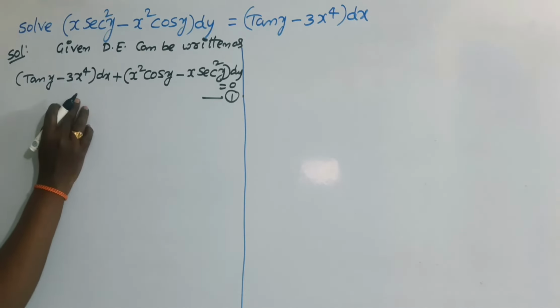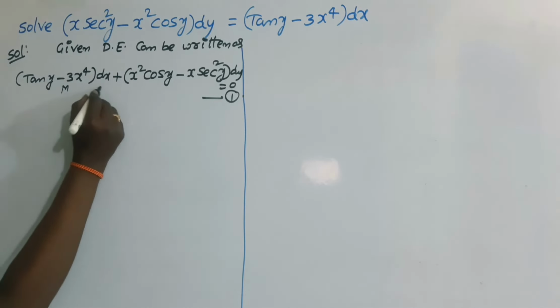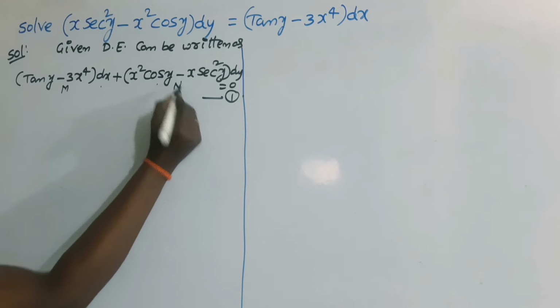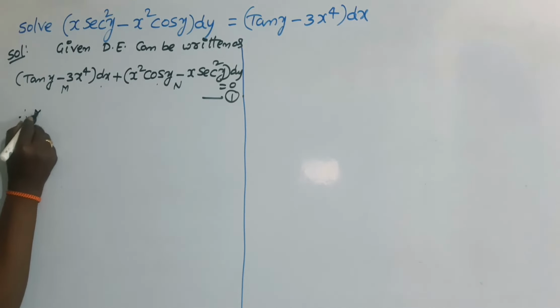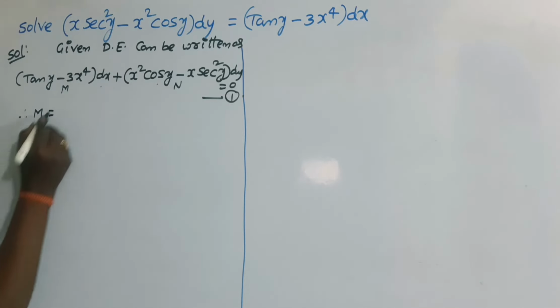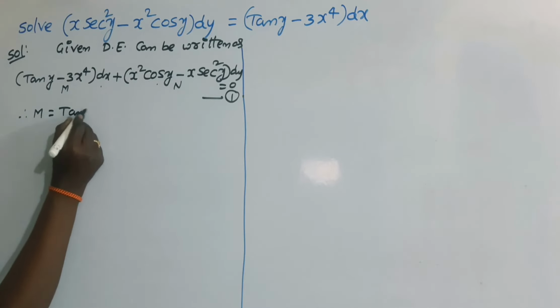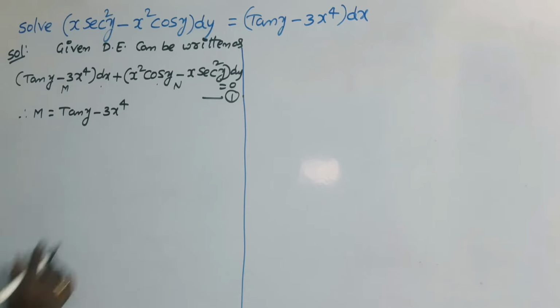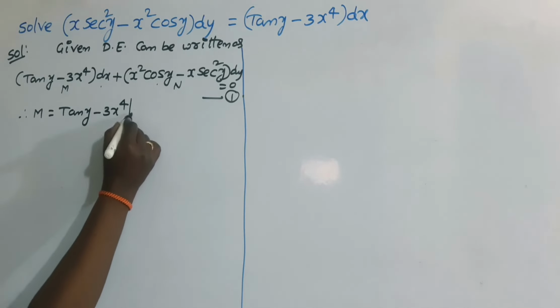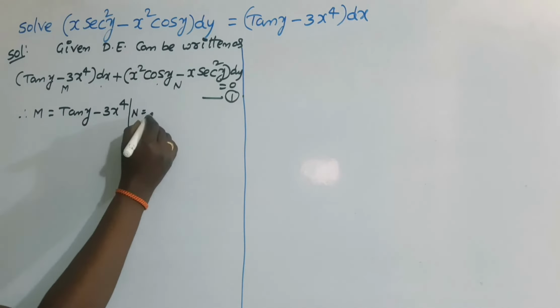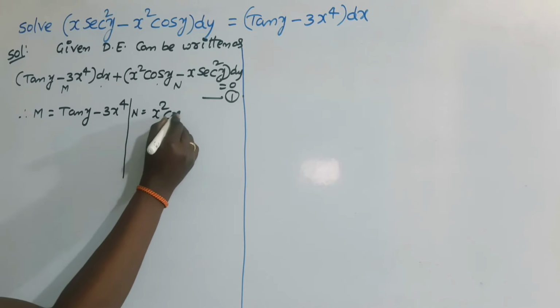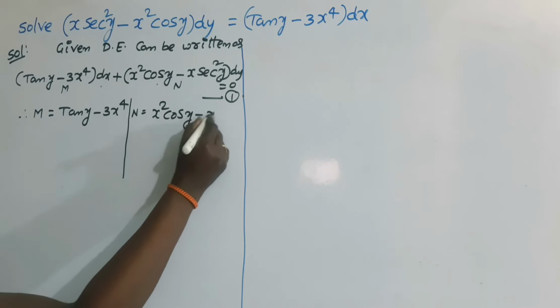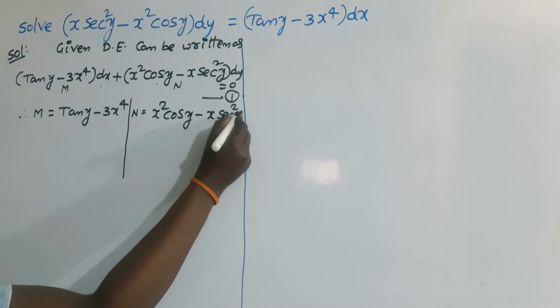So compare this equation with the standard form of M dx plus N dy. Then you will get the values of M. What is the value of M? tan y minus 3x⁴. And what about N? The coefficient of dy, which is x² cos y minus x sec² y.